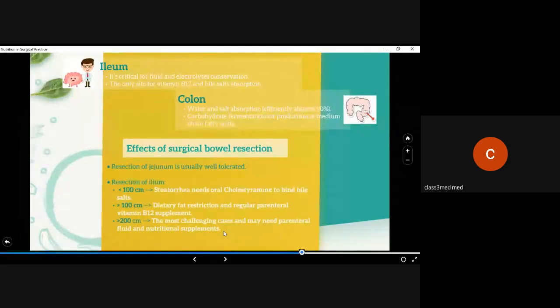Resection of ileum is very important. If less than 1 meter of ileum is resected, it results in steatorrhea, meaning fat malabsorption, and needs oral cholestyramine to bind bile salts. If it's more than 100 centimeters, dietary fat restriction should be done. A regular parenteral vitamin B12 supplement should be added. If more than 2 meters is resected, these are the most challenging cases and may need parenteral nutrition, meaning enteral nutrition cannot be used anymore. Why? Because the GIT cannot withstand absorption of important things that should be absorbed by the terminal ileum. So nutritional support is going to be provided parenterally, which means providing it intravenously.